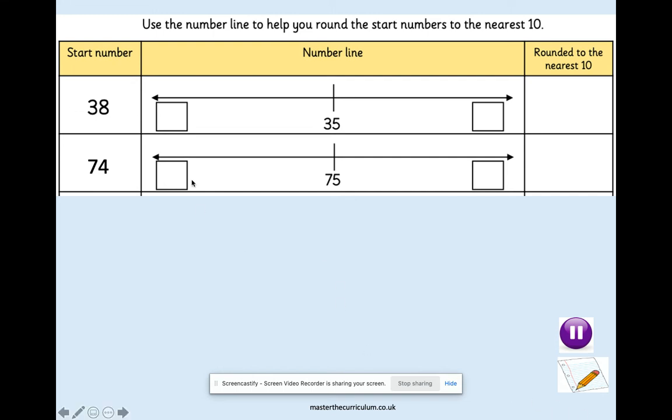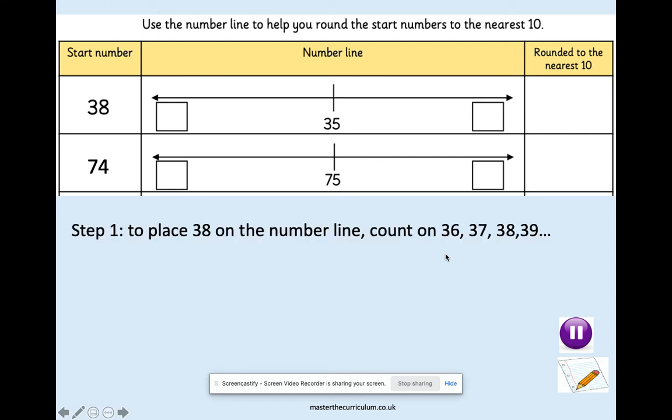Now, this is my start number here. I'm going to show you a little method that I use. Doesn't matter if it's to 10, 100, or 1,000. If you work step by step, it will help you. So the question wants to know what number should be here, what number should be there, and then what we are going to put in here. What is this number, 38, rounded to the nearest 10?